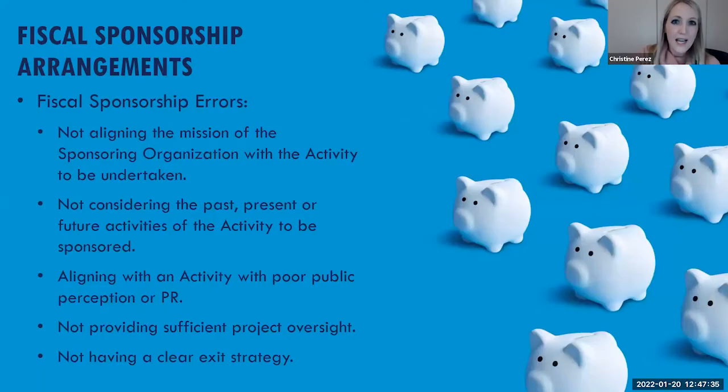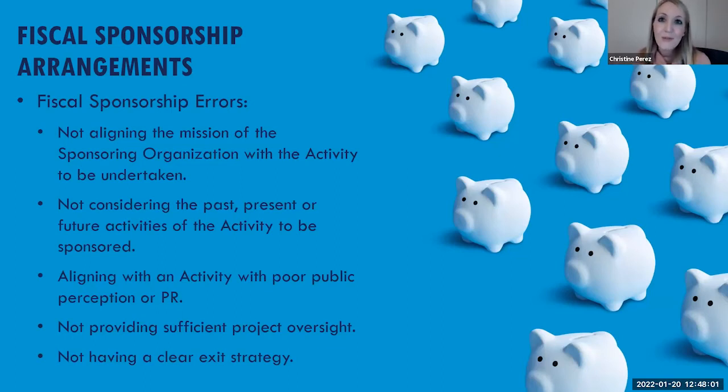So our next slide ties back into this, where we ask, what are the common errors that we see? So again, not aligning the mission, not considering the past, present, or future activities of that program. Are you doing something that's not aligned with your mission? Do you have something that could be a PR or public relations problem in the future?